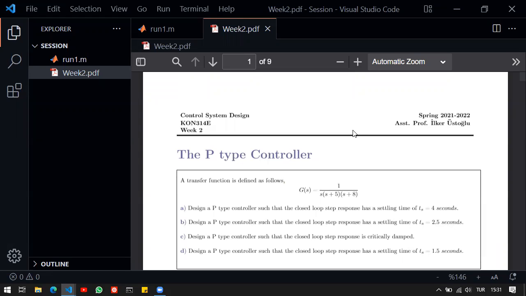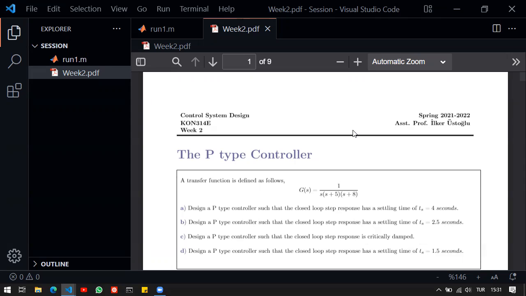Now, this week we will utilize the root locus method. We will talk about the P-type controller. And today's topic is all about the controller design. We have some requirements. Actually, we have only one requirement, that being the settling time. So what we will be doing today is the following.